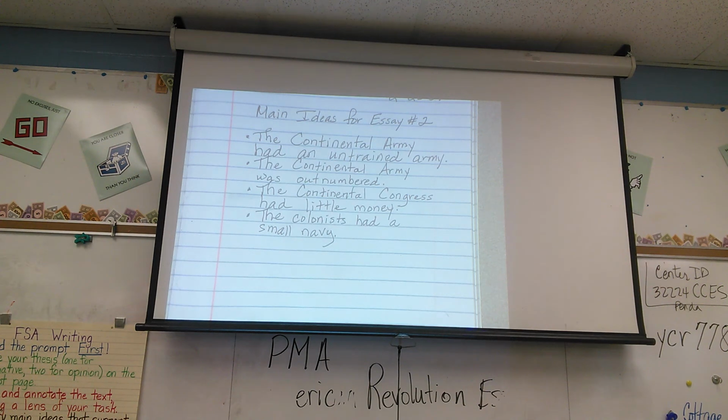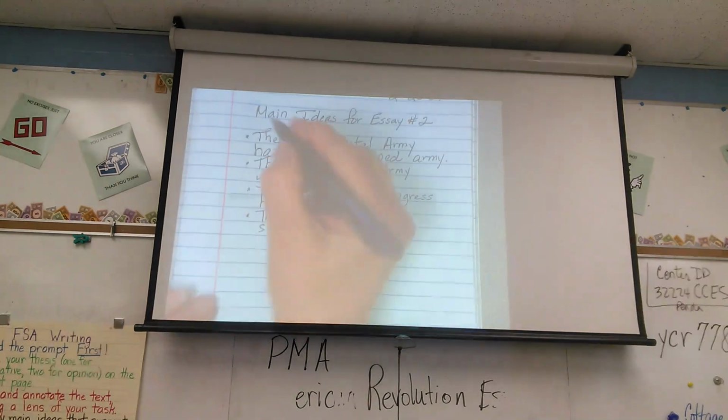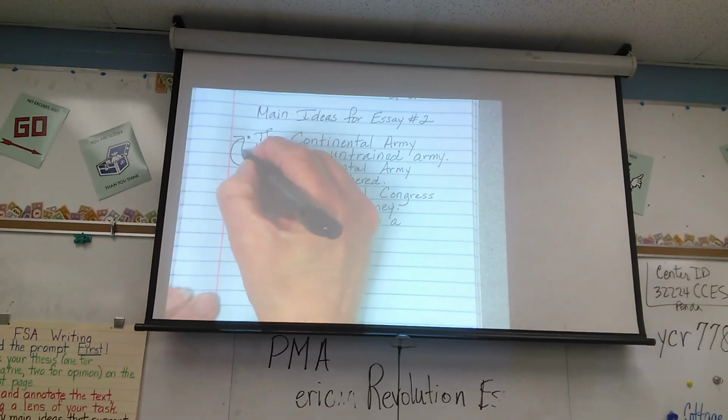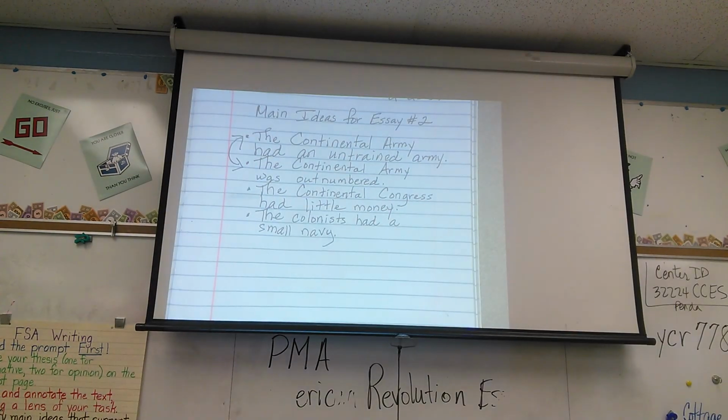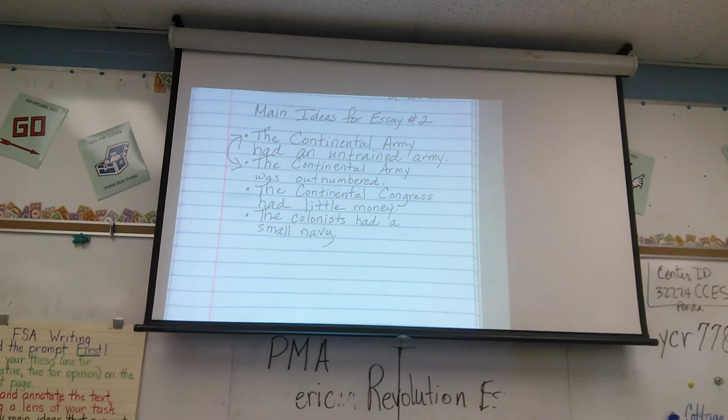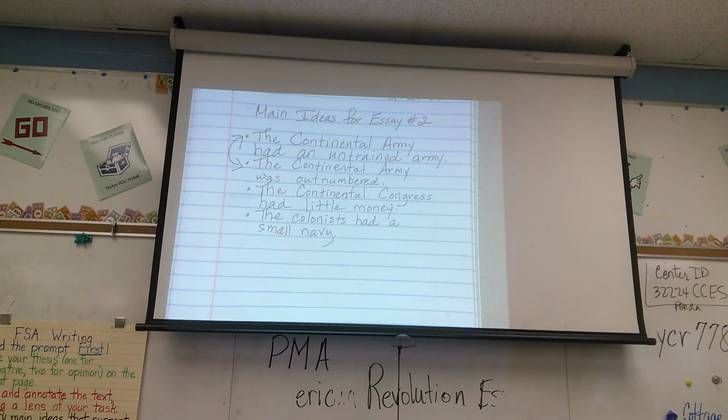Okay, so we have 4 main ideas from which you could choose. I would be very careful. These 2 right here are so similar that I would not choose both of them. Choose one of those 2, and then you have the other 2. All 3 of these main ideas had solutions. You're going to have to go find those solutions.